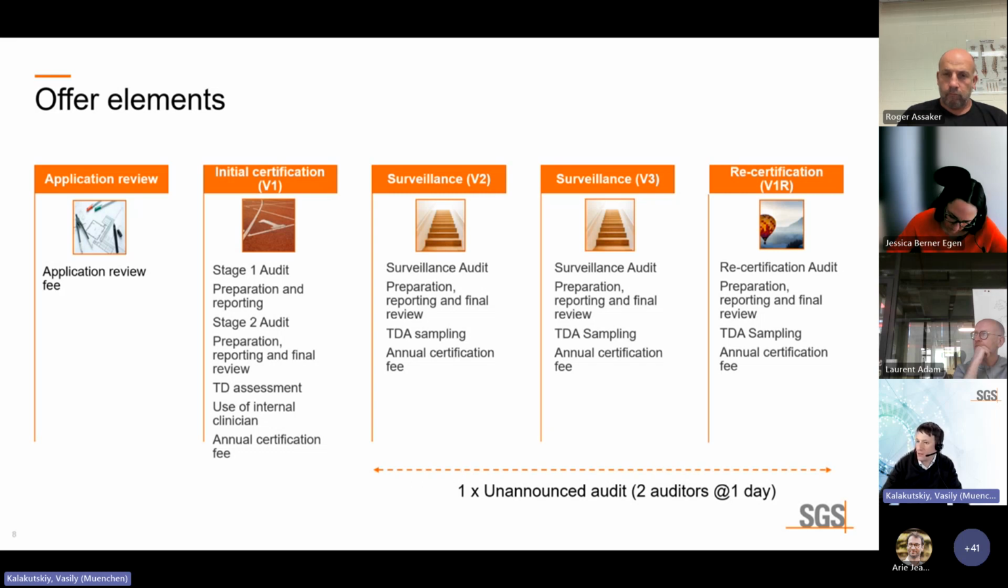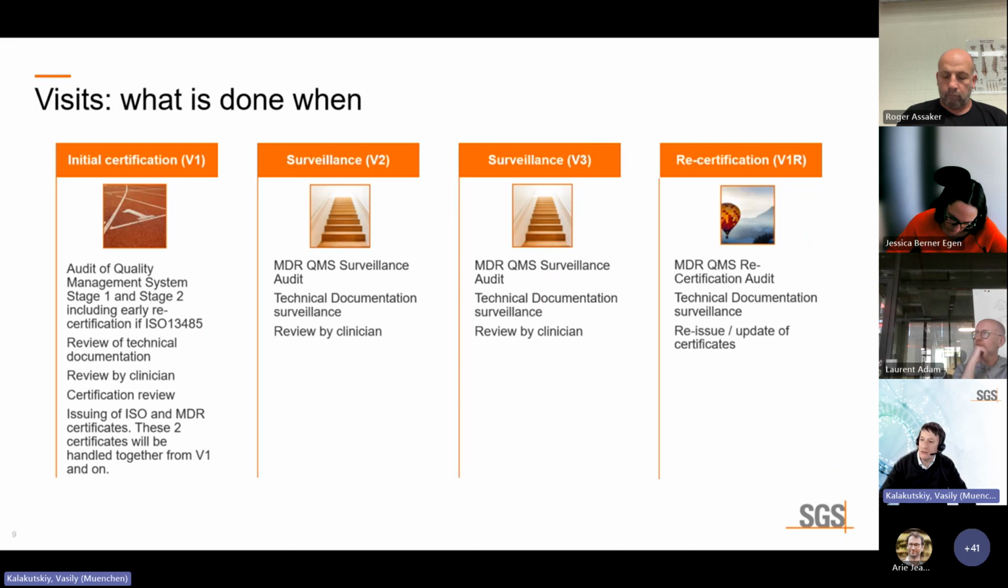And then the next one is actually what is done when, in what activity we do what. Previously in the quote, I already mentioned many stages of work. The most difficult and most demanding is, of course, the initial certification, which takes longer than other stages of the whole cycle. We start with the audit of the quality management system. We do it in 2 stages. Stage 1 is the preparatory stage, and stage 2 is the certification stage.